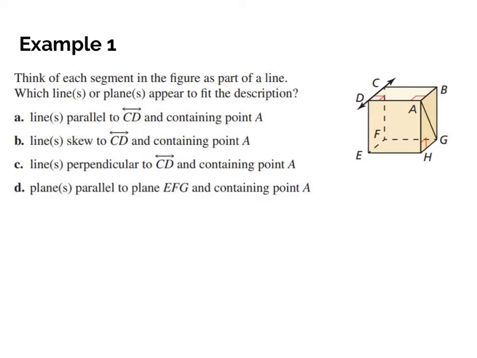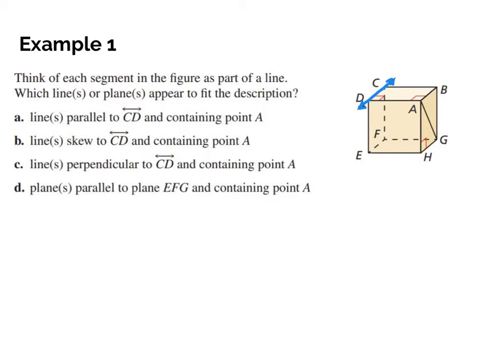So parallel means, here's CD. Parallel means that I want a line that does not intersect CD. So parallel, again, lines that don't intersect would be, for example, AB. I could say all the way down here, EF. I could say HG. Now, the key thing is that if they want to be parallel, they need to be in the same plane. So that leaves 2 options.